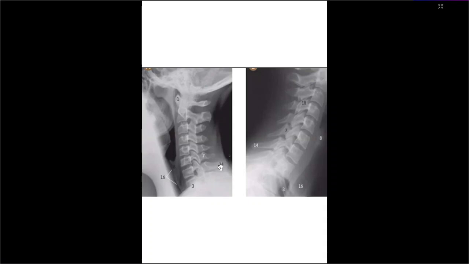Okay, no problem. So tell me the atypical cervical vertebrae and the atypical features. Atypical cervical vertebrae are C1, C2, and C7. C1 has no body and spine. C2, the body projects upwards to form the odontoid peg, and also the spine is bifid and thick. C7 has a very long spine and the smallest transverse foramen.